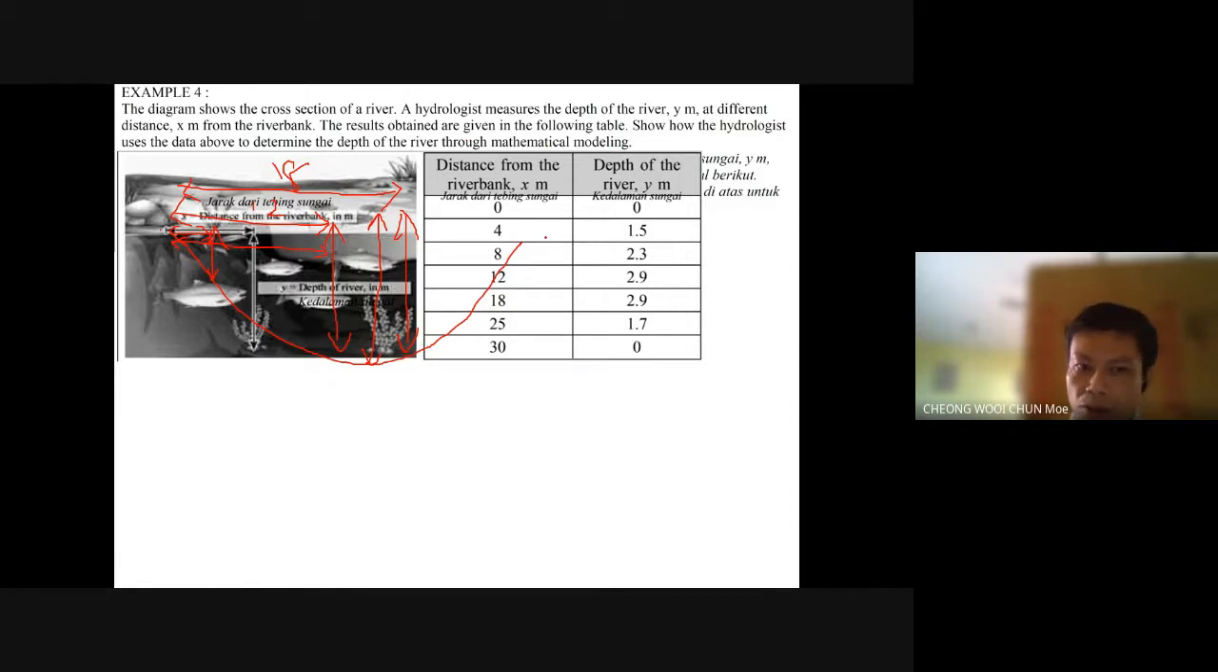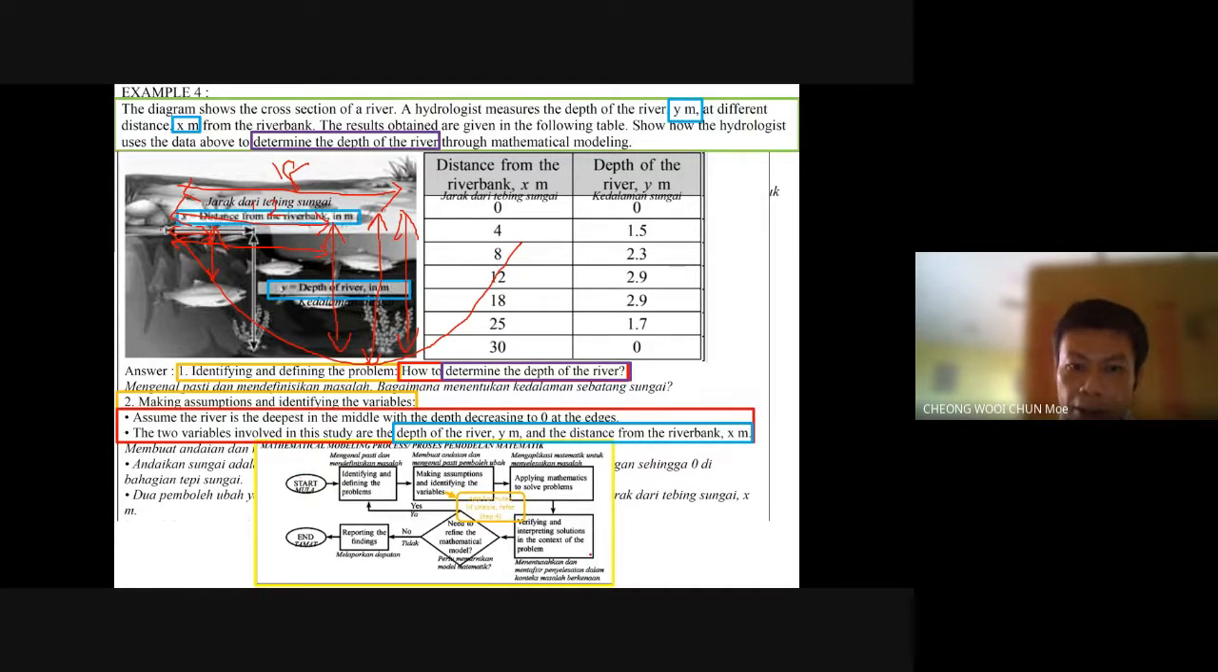Okay, so we start off with the mathematical modeling process, step 1, step 2, step 3, step 4, step 5, and step 6. So step 1 is identifying and defining the problem. Okay, so we identify what is the problem. It says you want to show how the hydrologist uses the data above to determine the depth of the river. You need to determine the depth of the river. So that is the problem. Okay, how to determine the depth of the river.